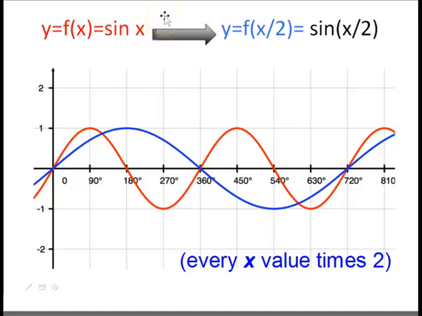And then finally, for our trigonometric functions, if we have y is equal to f of x over 2, or y is equal to sine of x over 2. So it's inside the brackets now. Every x value is multiplied by 2 because the reciprocal of a half is 2. So again, the maximum and minimum points still go from 1 to minus 1, but the x values have changed.